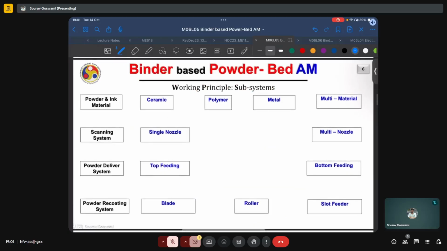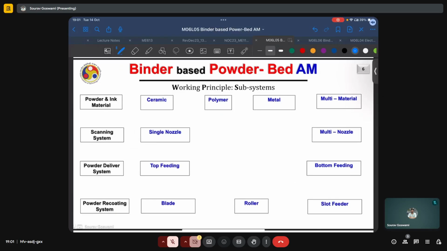So as we discussed, this process is capable of processing ceramics, polymers, metals, and any combination of these as either the powder material or the ink material. In fact, some 30 to 50% of the material which is printed using this process may be delivered through the ink itself. The scanning system can either consist of a single nozzle or more commonly of several multiple nozzles. The powder delivery system can either be a top feeding or a bottom feeding design. The schematic which we just saw had a bottom feeding powder delivery system.